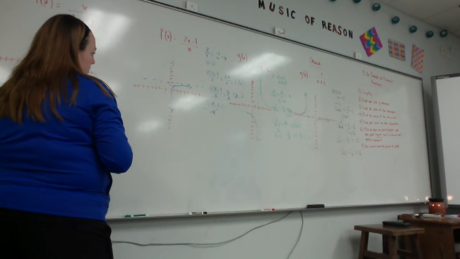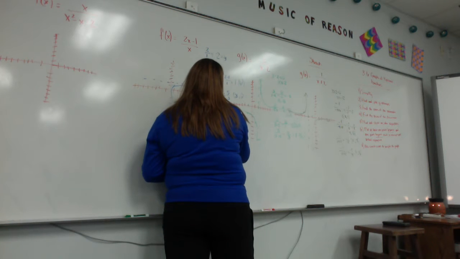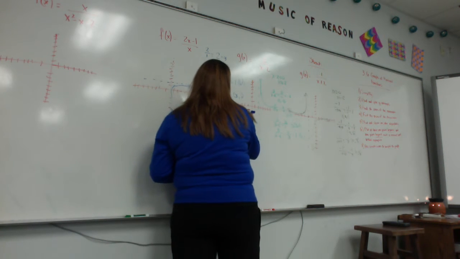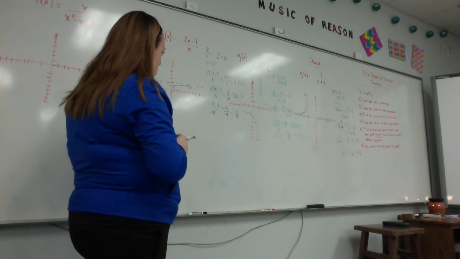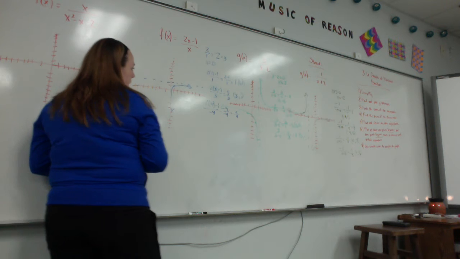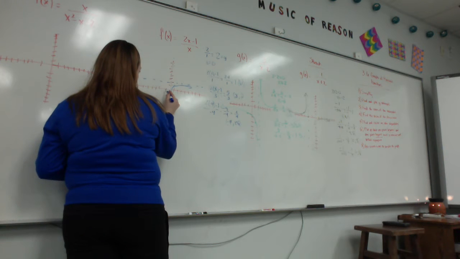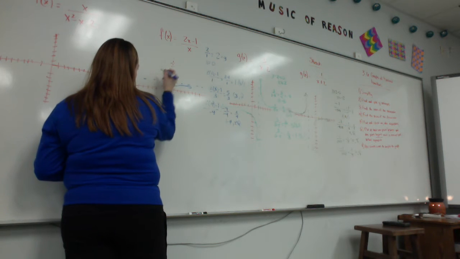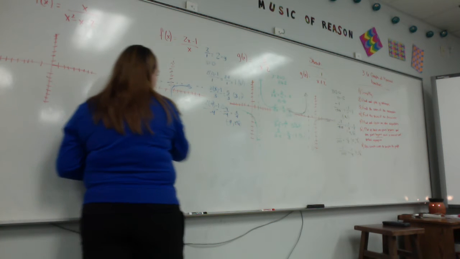If I plug in negative 4, I have negative 8, negative 9 over negative 4. So I have 9 fourths, which is 2 and a fourth. Okay, so negative 4 and 2 and a fourth. Negative 4, 1, 2, 3, 4, 2 and a 4. Beautiful.